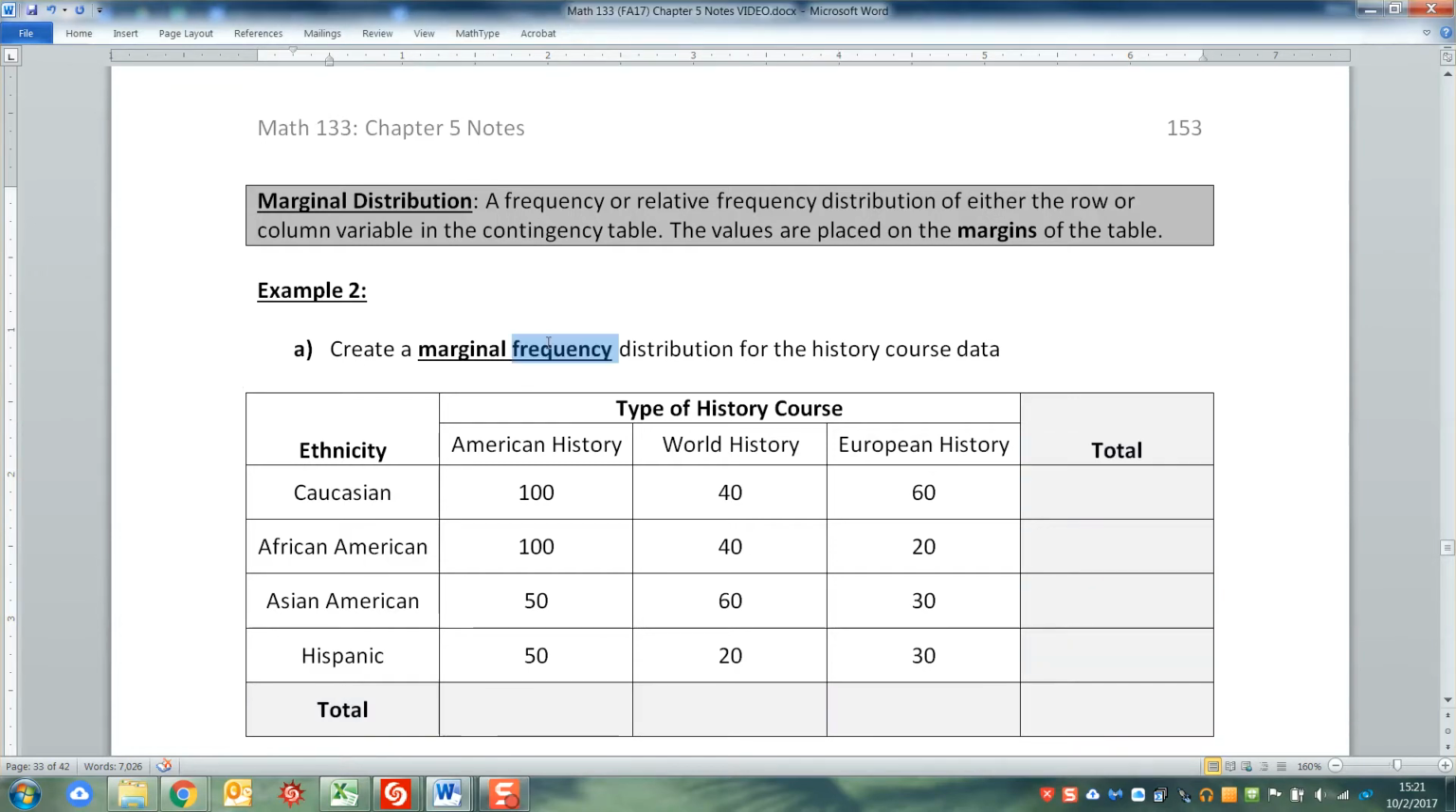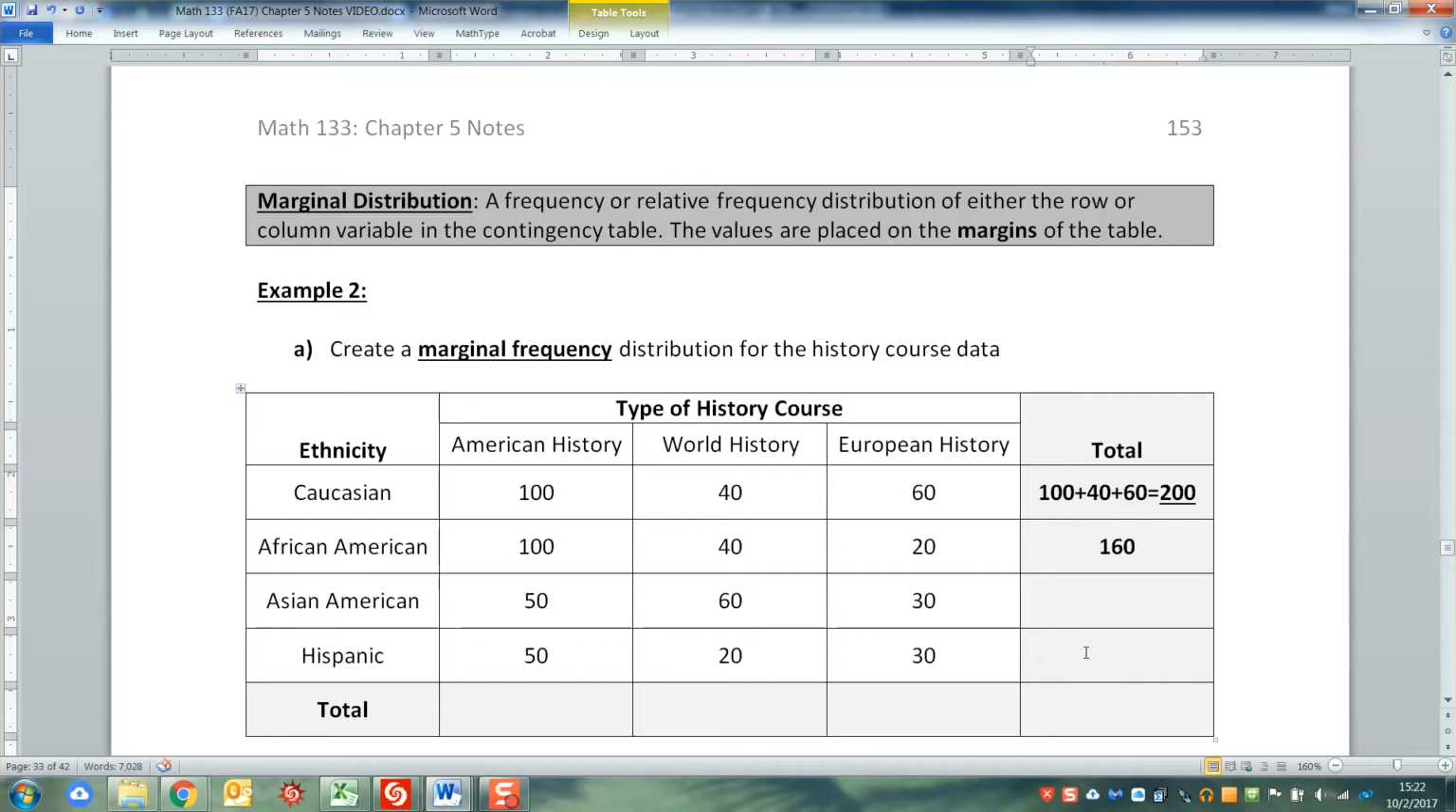So for this one, I want to find the marginal frequency. Now, frequency means I'm just going to add up. So I'm going to total. So for example, this would be 100 plus 40 plus 60, which is equal to 200. So that total is 200. Now, I'm not going to show the work for all of them. I'm just showing that one so we can see it. But essentially, you're adding up the frequencies and writing it in the margins. That's why it's called the marginal frequency. Get it? So then I would continue to do that for every one of these.